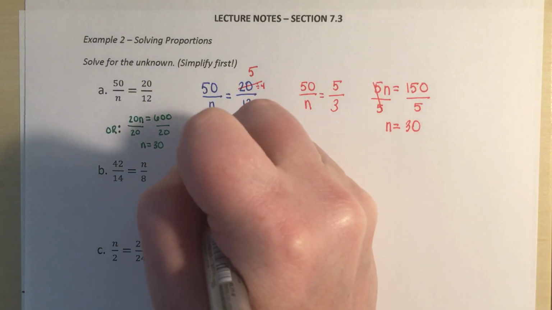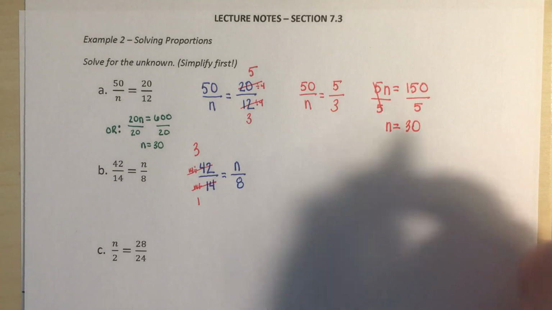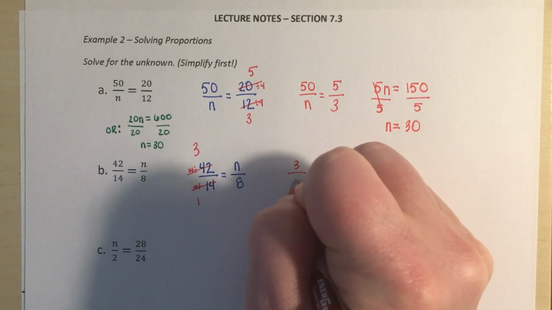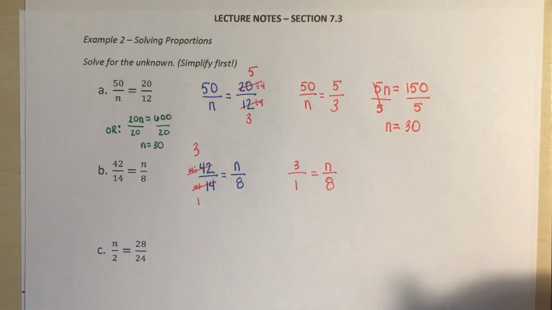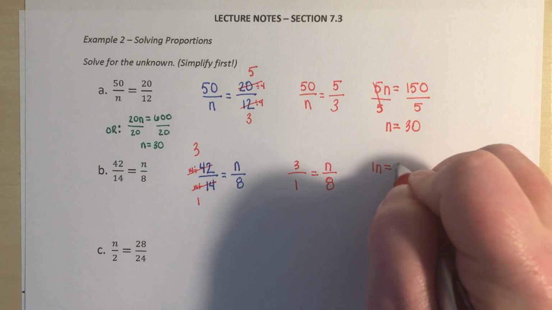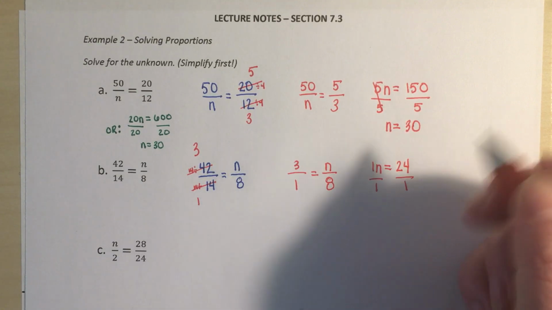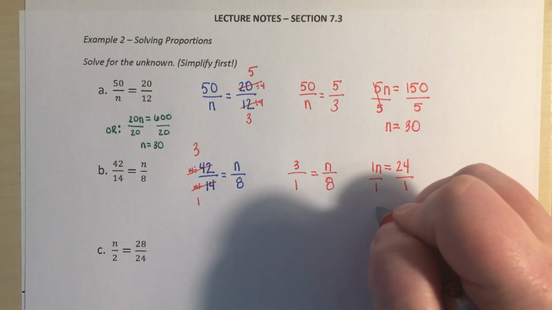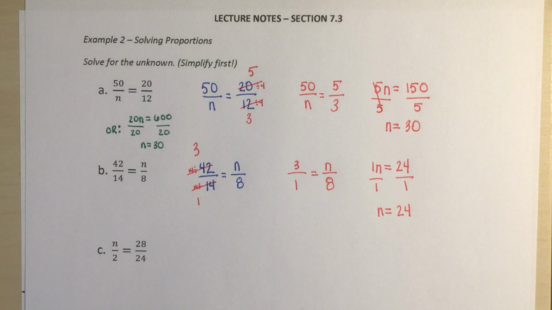42 divided by 14 is going to give us 3. 14 divided by 14 gives us 1. So we're really solving the proportion 3 over 1 equals n over 8. Now we cross multiply. 1n equals 3 times 8, which is 24. If we were to divide by 1, it's not going to change our problem. So n is simply 24.